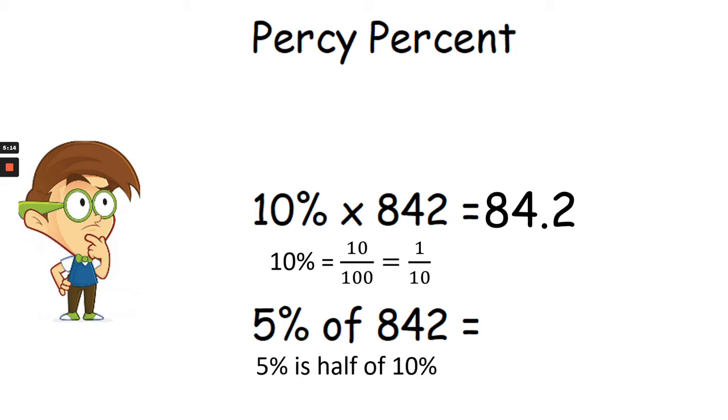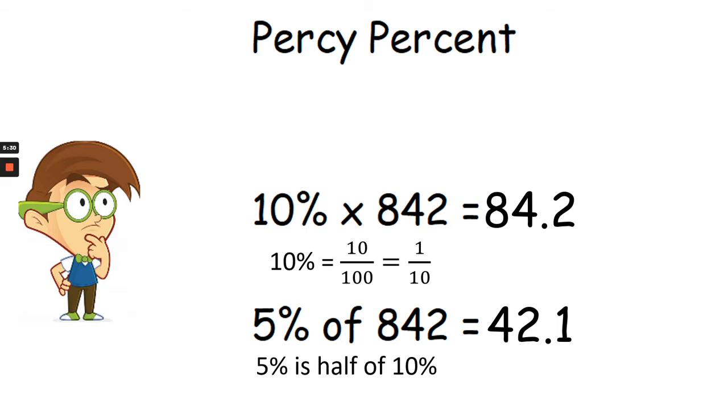Percy knows that 5% is half of 10%. And we've just worked out 10%, so all we need to do is halve the answer. Half of 84.2 gives me 42.1. Fabulous job if you used both of those.